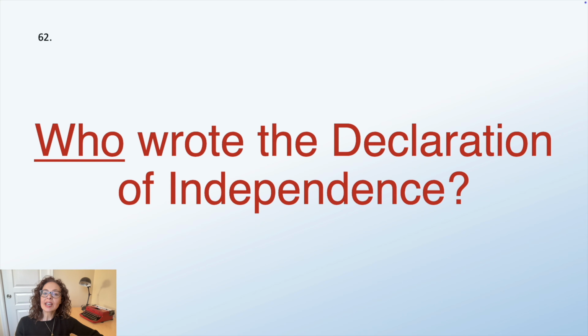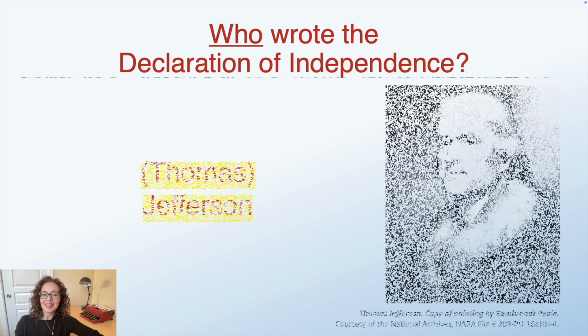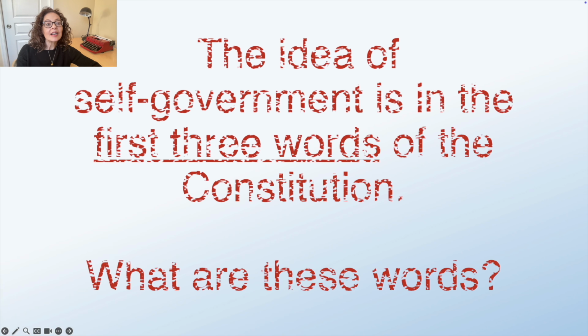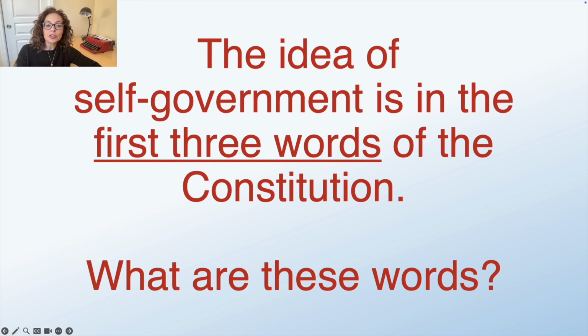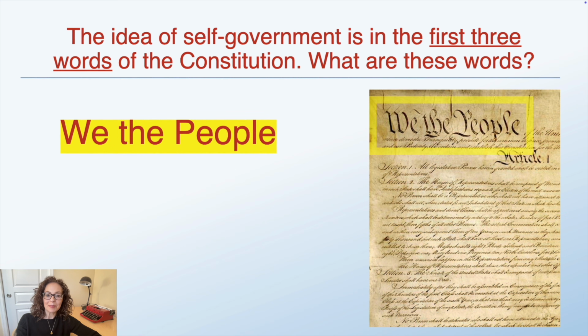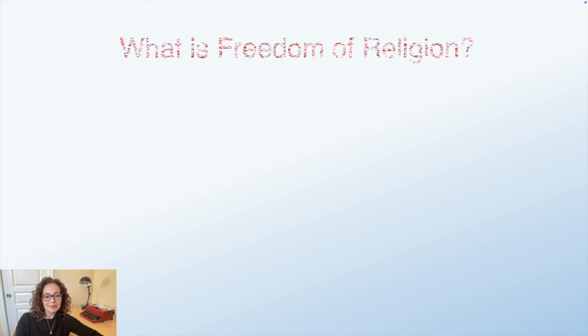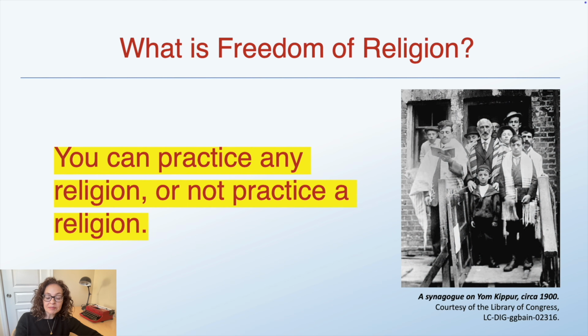Who wrote the Declaration of Independence? Thomas Jefferson. The idea of self-government is in the first 3 words of the Constitution. What are these words? We the people. What is freedom of religion? You can practice any religion or not practice a religion.